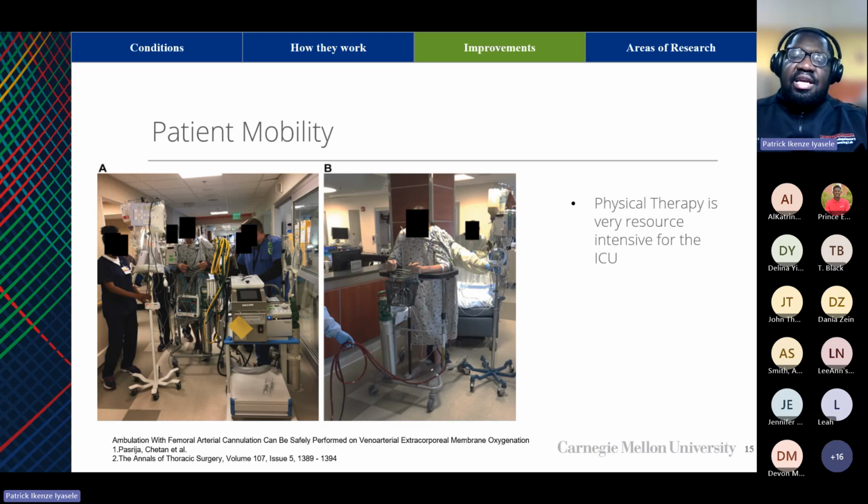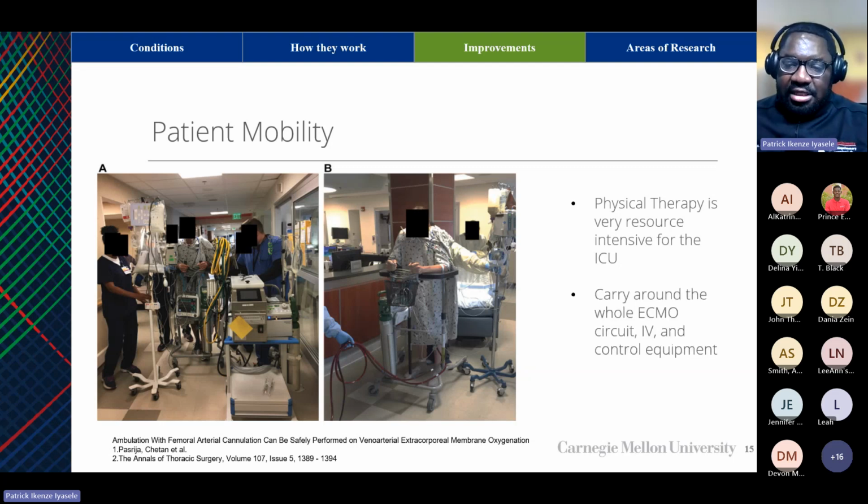The issue with this therapy is that it's very resource intensive for the intensive care unit to do it. Patients in physical therapy need assistance from multiple people to carry around the large ECMO system and monitor their safety. As you can see in these images, you see the amount of people that has to carry around all the equipment for these patients.